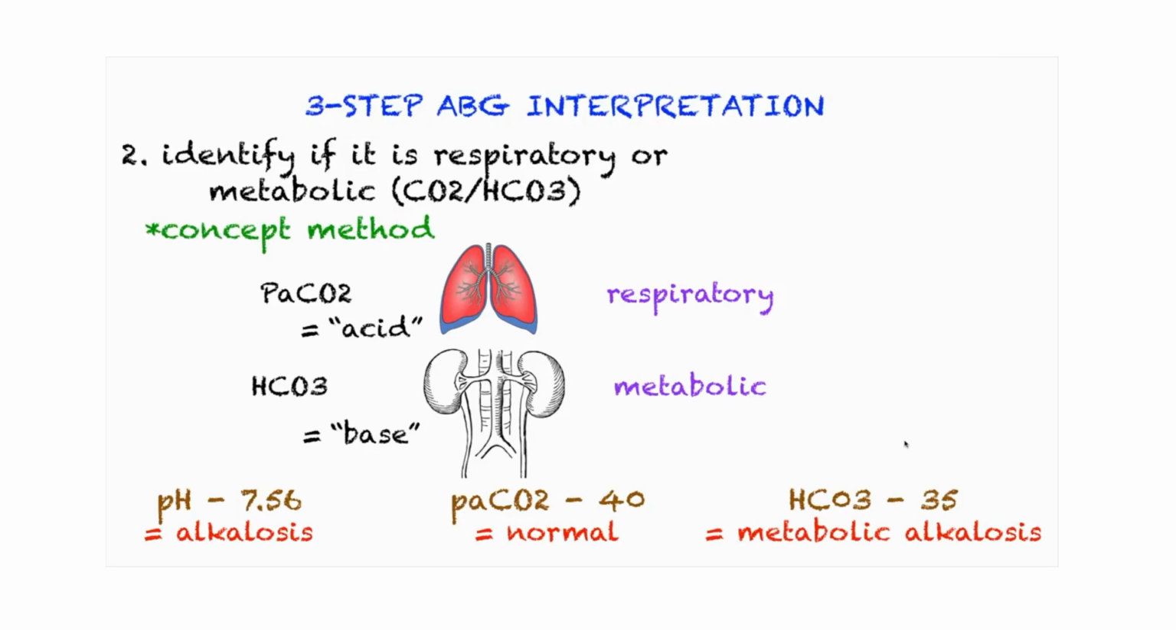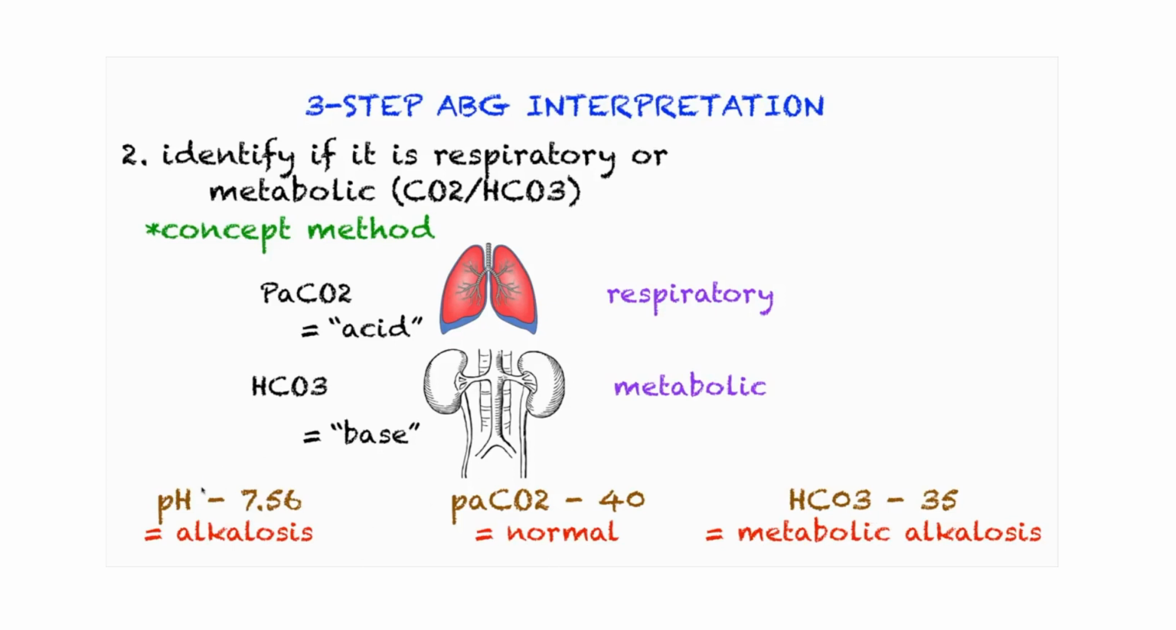Now, you guys might be wondering, what if your PaCO2 is abnormal and your bicarbonate is abnormal? Or what if your pH is normal and both of them are abnormal? You have to remember that the examples that we just used are examples of uncompensated ABGs.